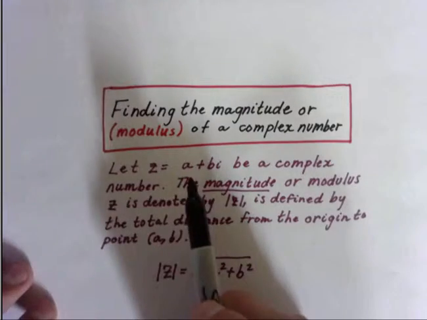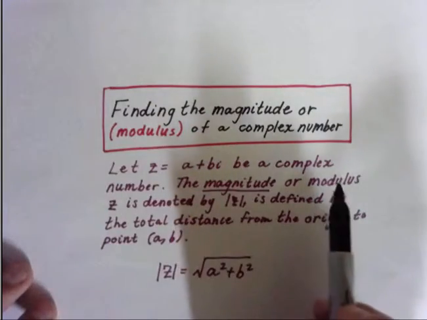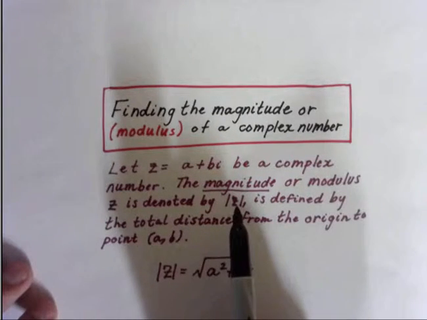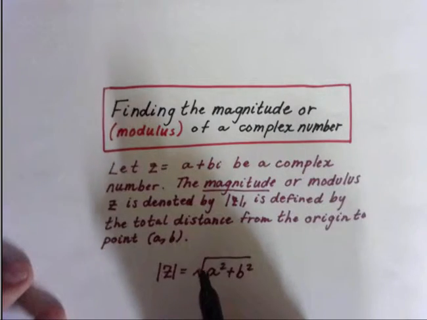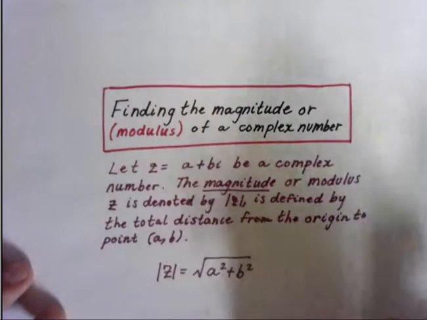Okay, so let z equal a plus bi be our complex number. The magnitude or modulus, that means the total distance, is denoted by the absolute value of z, and it's defined as the square root of a squared plus b squared. Okay, so we're going from the origin out to our point.